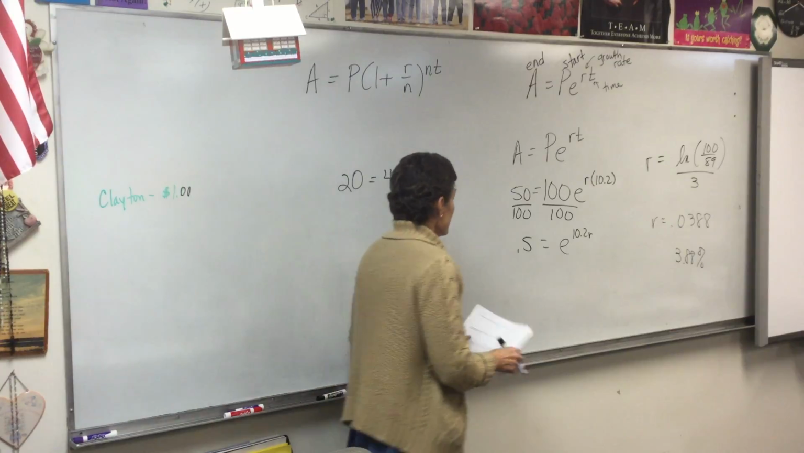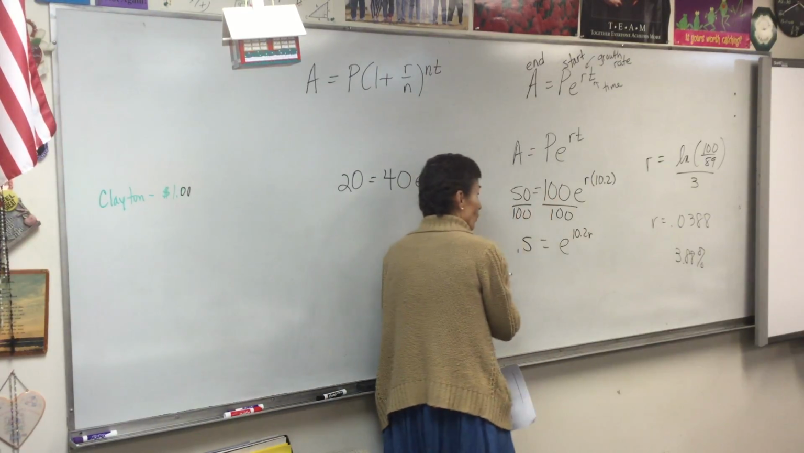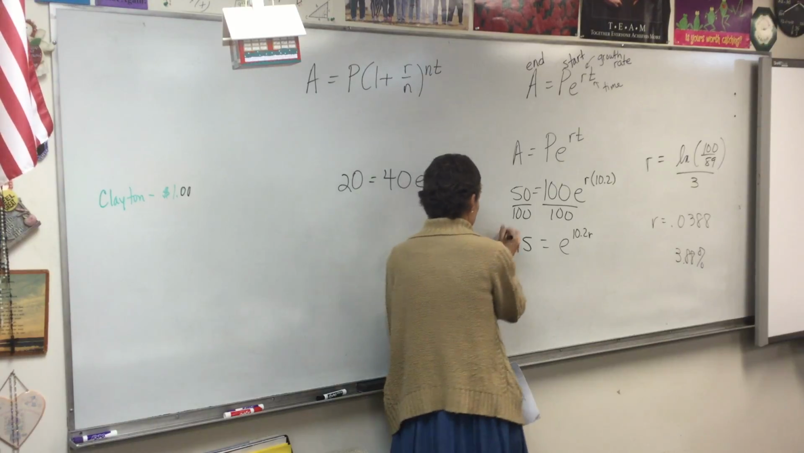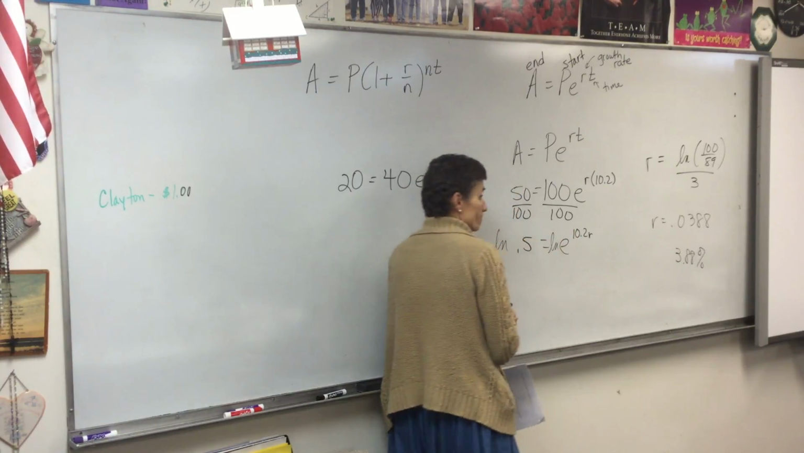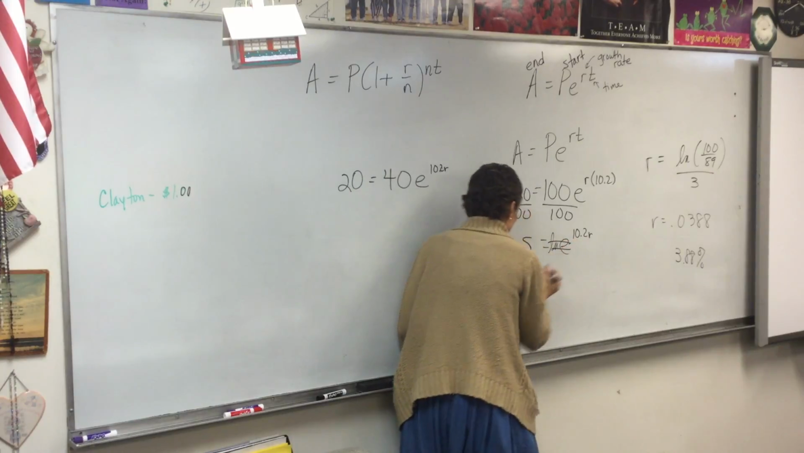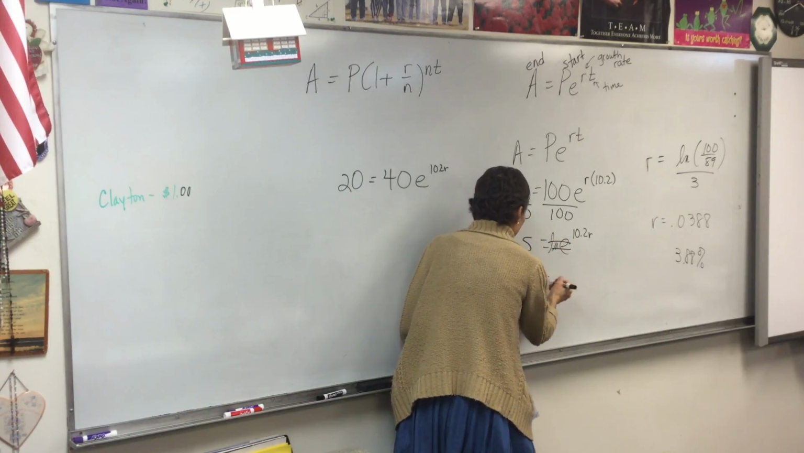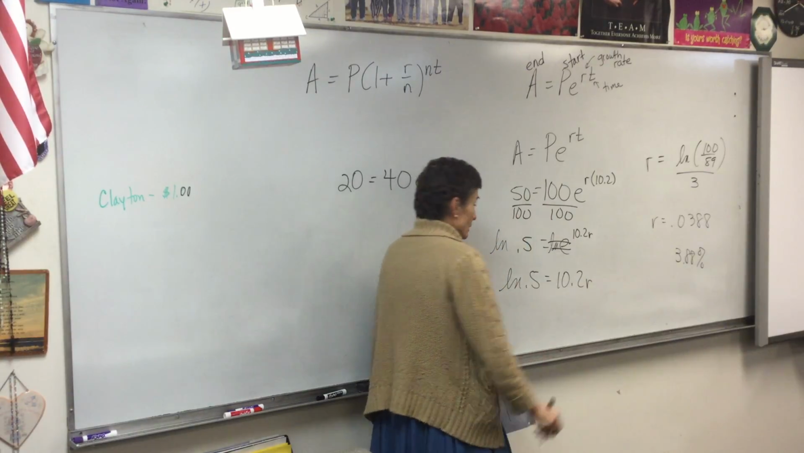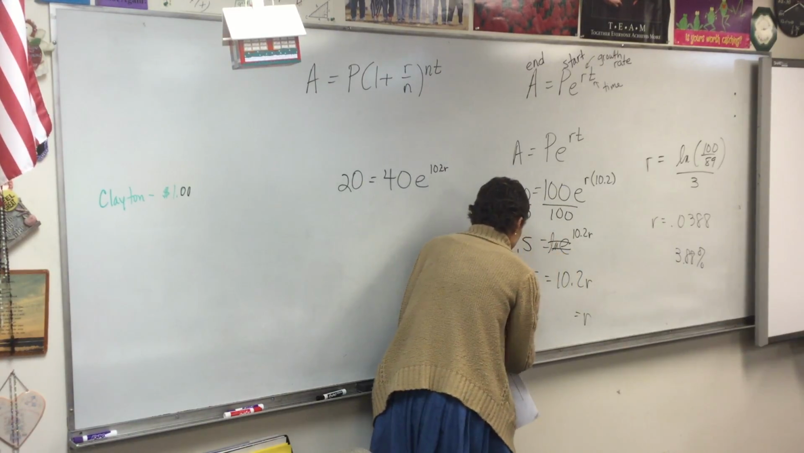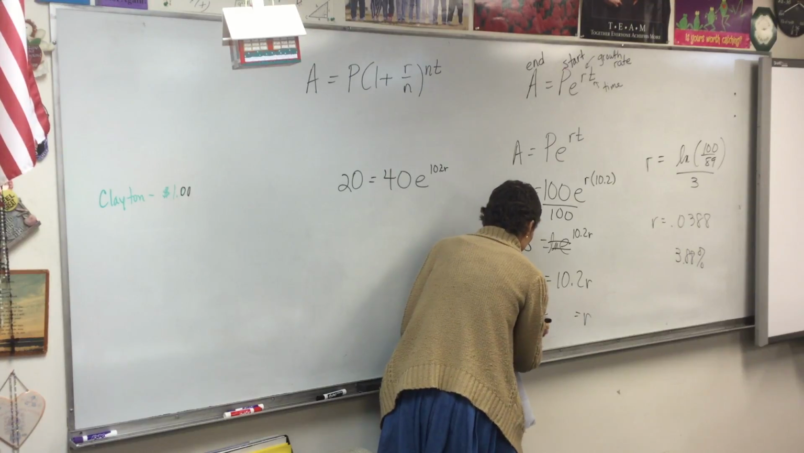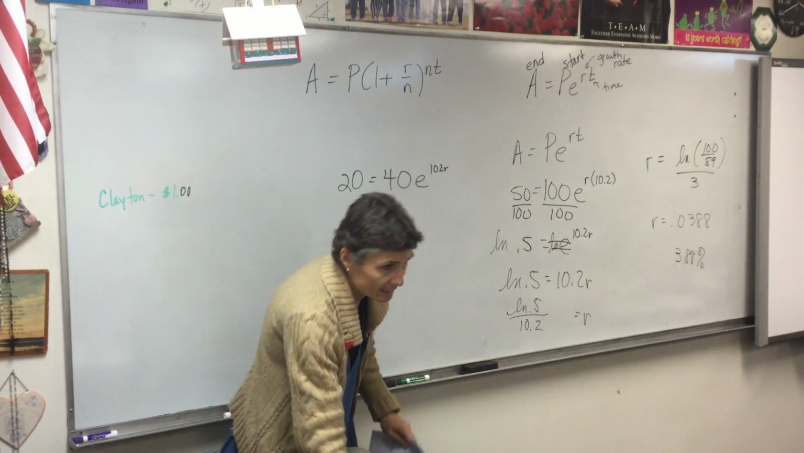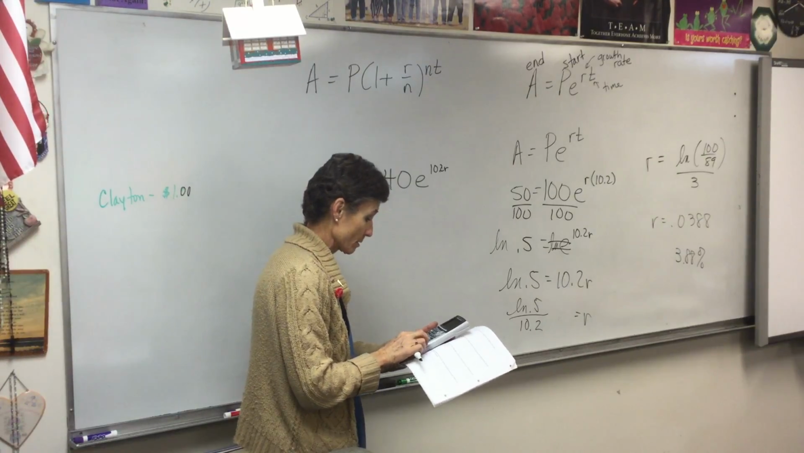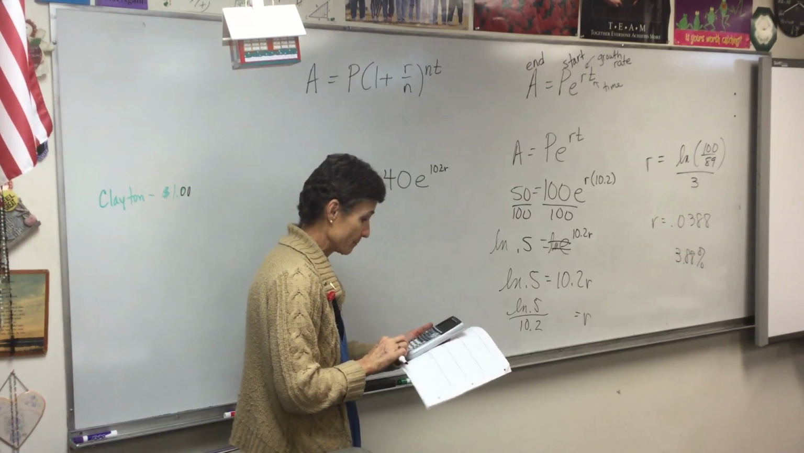Okay? Now, I got this equation. What do I do at this point? ln both sides. And of course that goes away. So I have ln 0.5 equals 10.2r. So r equals ln 0.5 over 10.2. Now type that in and get ready for a shockaroozy. Is it okay if it's... Well, we're going to talk about that.